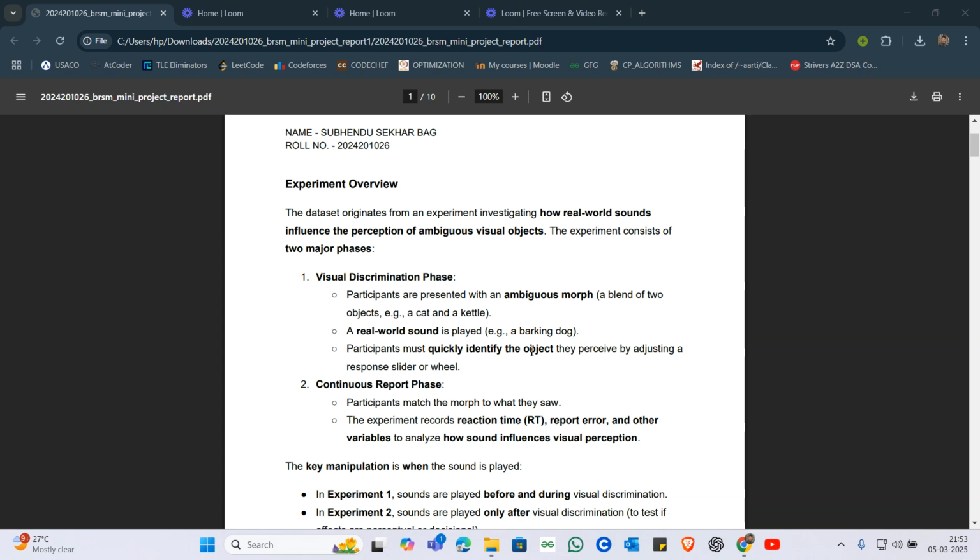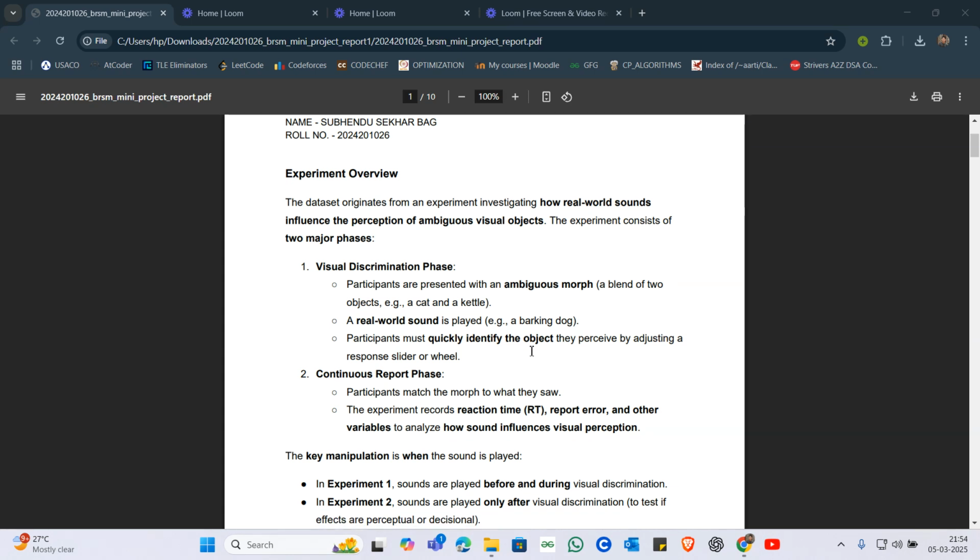The experiment consists of two phases: a visual discrimination phase where participants view an ambiguous object morph and hear a sound while trying to identify the object. A continuous report phase where participants adjust their responses to match what they saw.